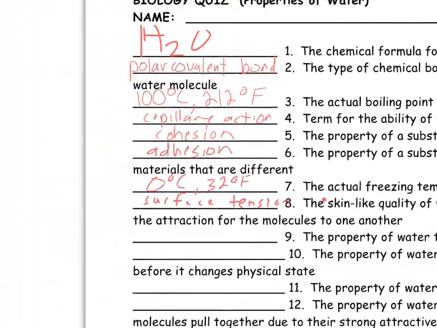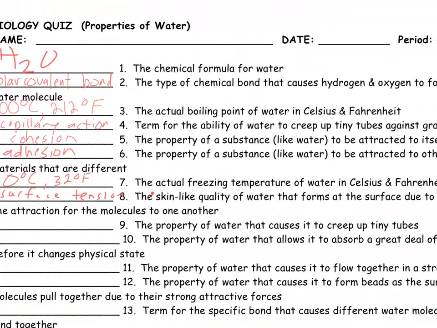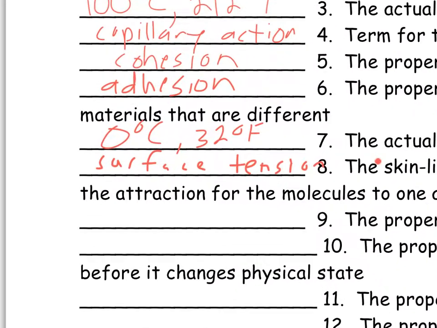All right, number 9. Property of water that causes it to creep up tiny tubes. Capillary action. Now, what properties of water cause capillary action? It's kind of a bonus. What causes the water to stick to the tube? That's adhesion. What's grabbing the other water molecules and saying, come on guys, go with me? Cohesion. So adhesion causes it to stick to the tube, and cohesion pulls the rest of the water along with it for the ride.